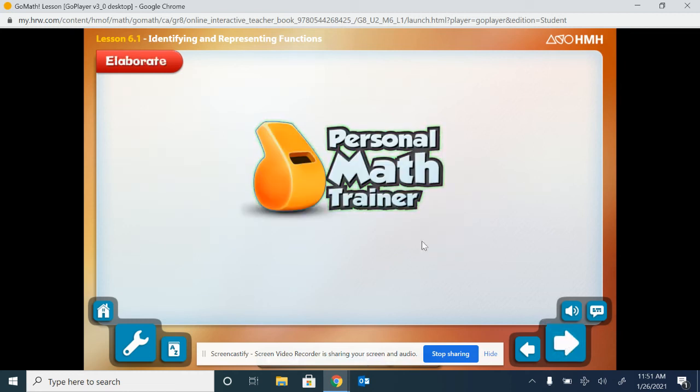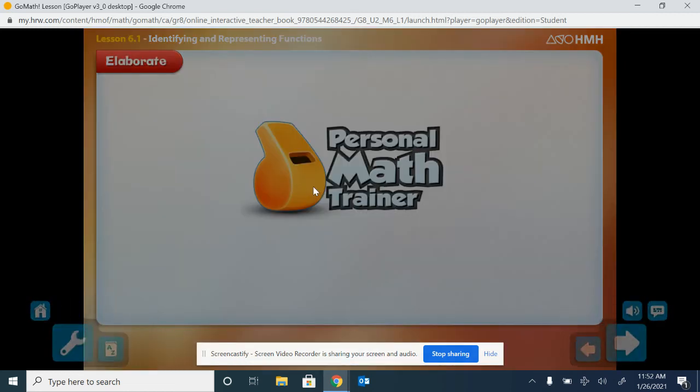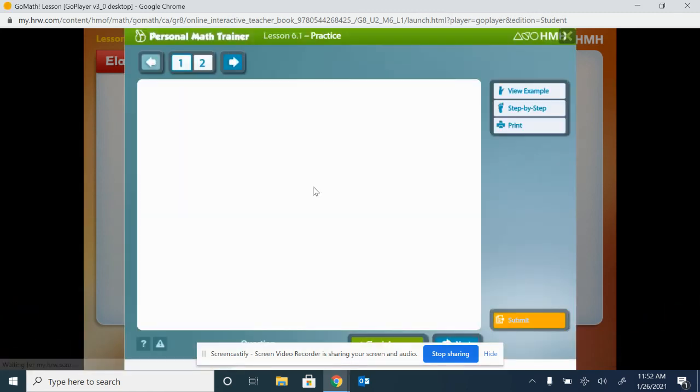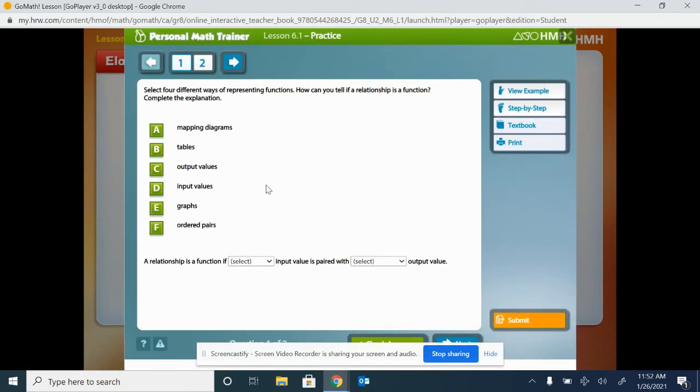Okay, please let me know if you have any questions, okay? Now let's practice with the yellow whistle. So there's no reason for you to not do well on this one, okay? Because I'm giving you the answers. It says select 4 different ways of representing functions. You can tell if a relationship is a function. So what ways can you do?